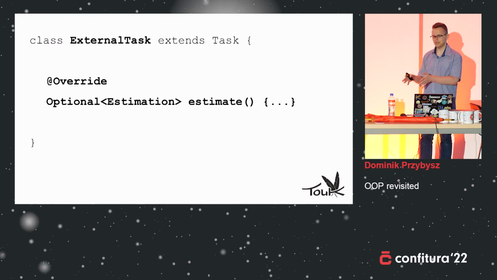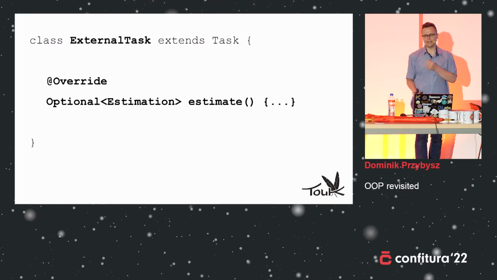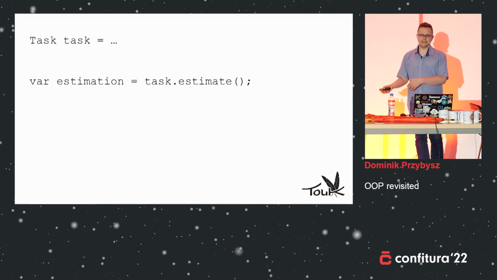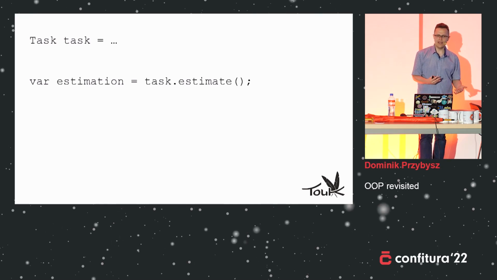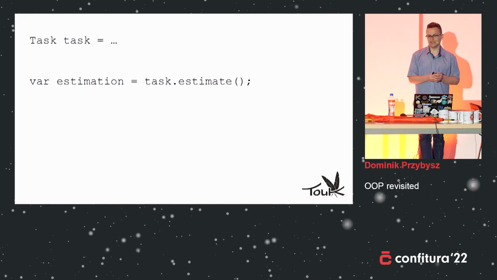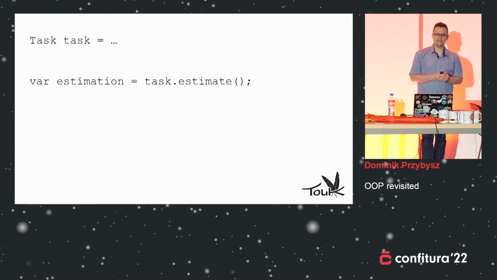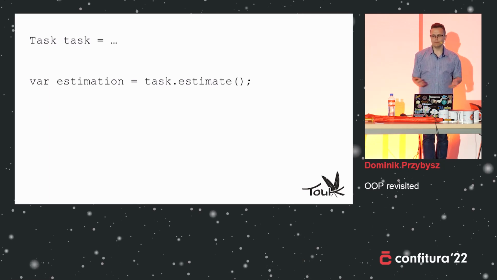in the more specific class, you can override that method, and in runtime, when you have only the task class, the runtime will make the decision which estimate method it should call, and it will depend on what type of task you have internally. But in our situation, it's only important that we receive the task, and that's all.